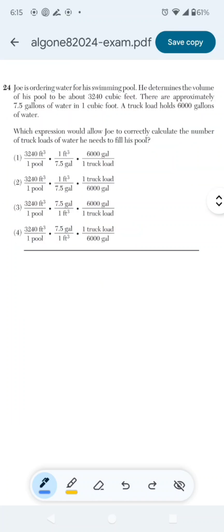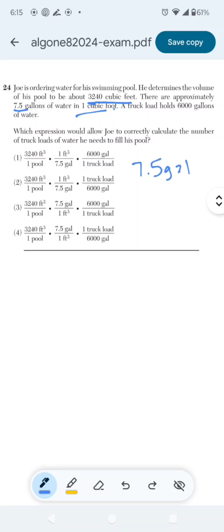All right, so this one is talking about unit conversions. It says that the volume of his pool is 3,240 cubic feet. There's 7.5 gallons in 1 cubic foot. So we need to write that down. So 7.5 gallons in 1 cubic foot, right? That's going to be our conversion.